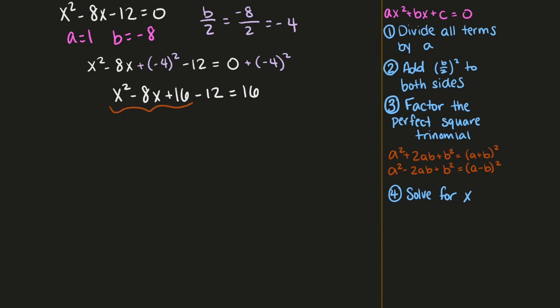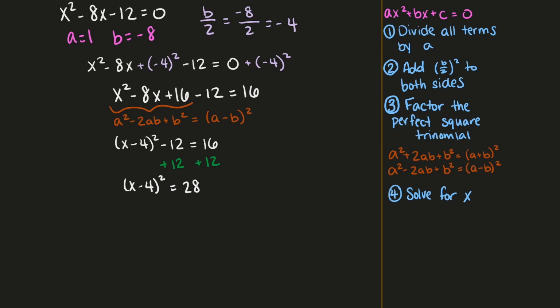This is our perfect square trinomial in the form a squared minus 2ab plus b squared, which means we're going to factor this into a minus b squared. A is x, b is 4. So this becomes x minus 4 squared minus 12 equals 16. And now we can solve for x. So we'll add 12 to both sides, and we get x minus 4 squared equals 28.